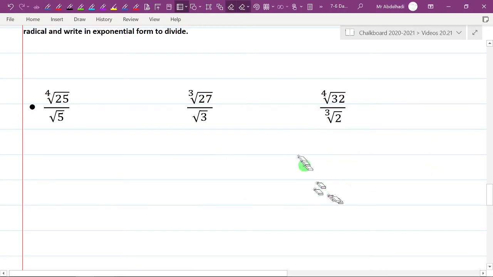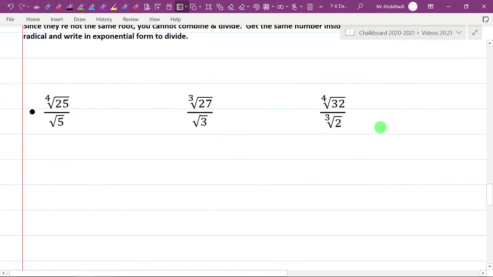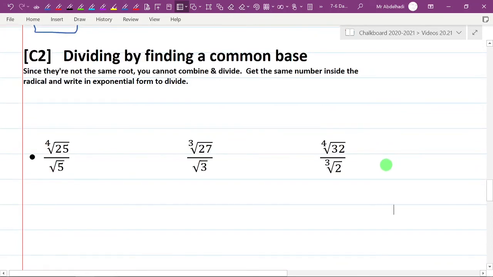So the strategy here is to find a common base, okay? The common number inside the radical. So you might say, well, how's that possible? Well, it isn't possible all the time, but for all these problems, it is possible. Here's what I'm talking about. You're going to use a factor tree, and you're going to find a number that's going to be common inside for both the top and the bottom.